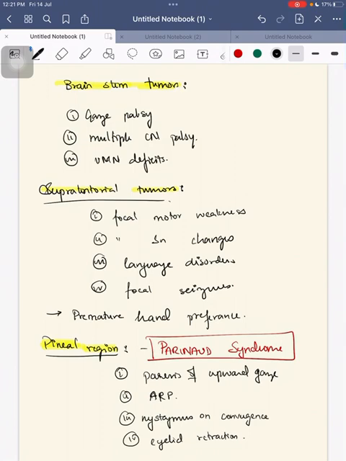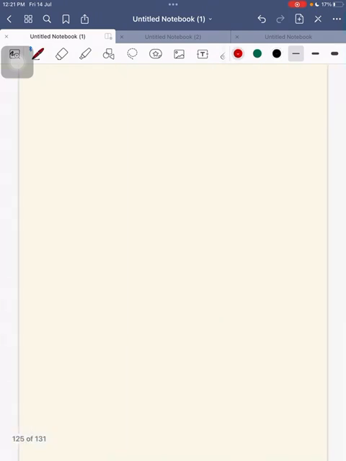Okay. Next we'll go to each tumor in detail. I'll tell you only the main points that you have to write in your examination. Astrocytoma. For each tumor we will see its classification according to WHO, its classical site, that is location of the tumor, histopathological features, its genetic significance and MRI features. Astrocytoma is the most common in childhood. 40% of the brain tumors in childhood are astrocytomas.